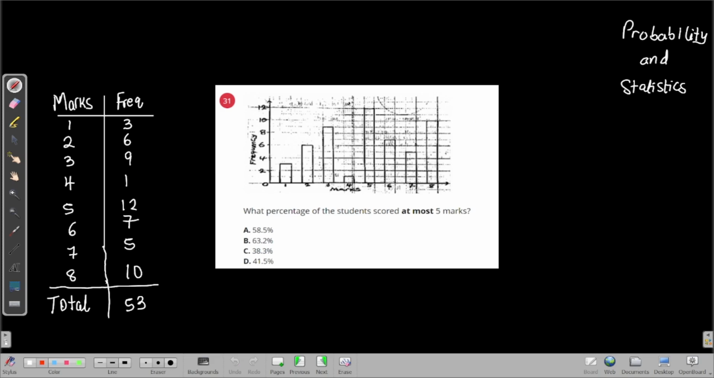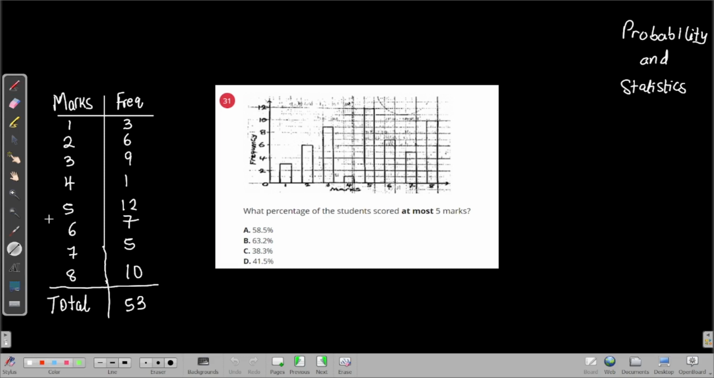What percentage of the students scored at most 5 marks? At most 5 marks. It means marks 1, 2, 3, 4, but the highest is 5. None of those students we're talking about now scored above 5. So we just need the students that scored from the lowest to 5. That is, the maximum should be 5.